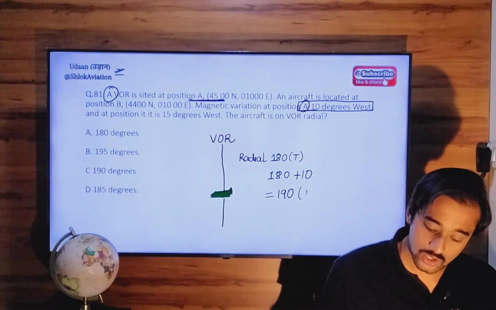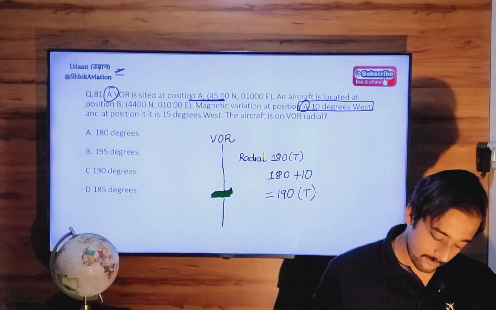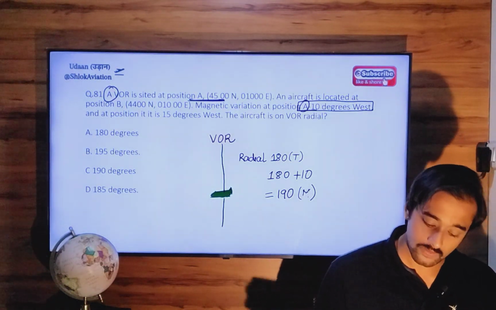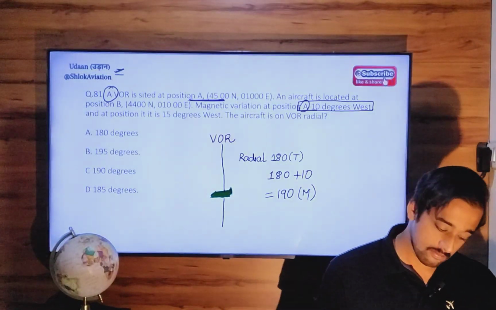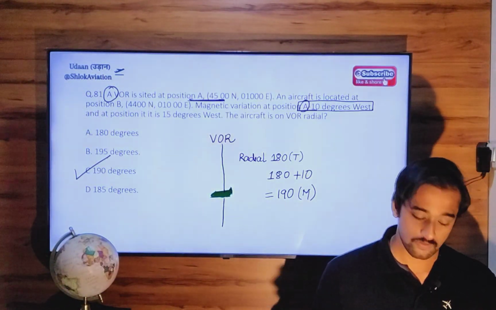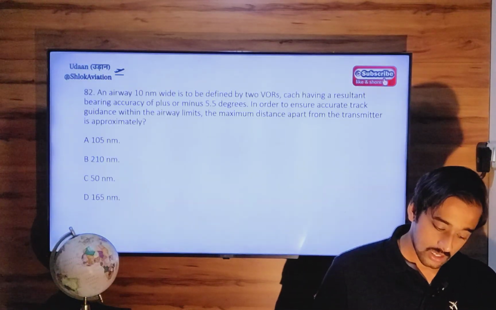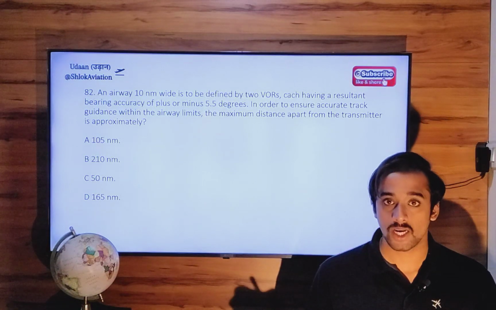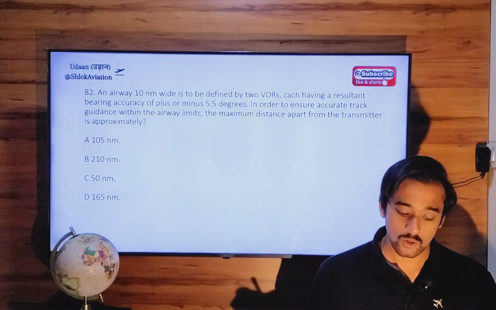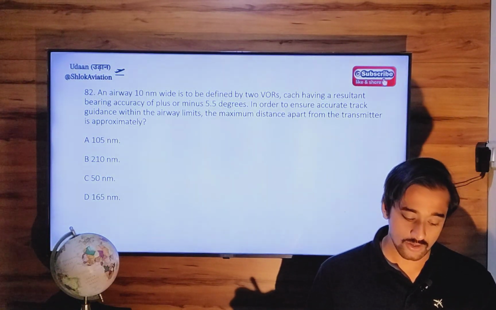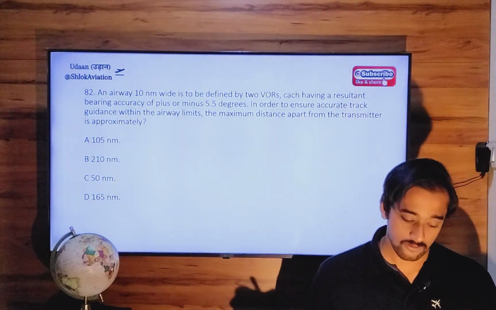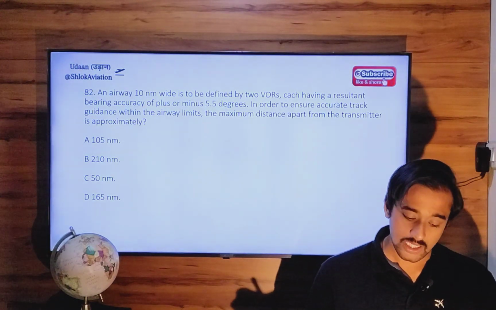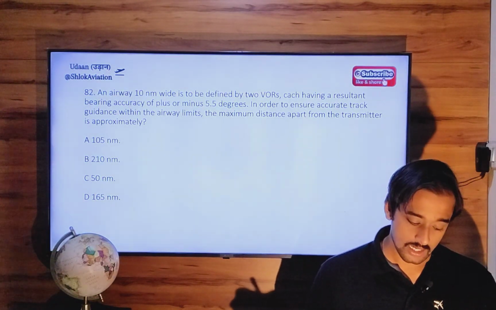So aircraft is situated on radial 190 magnetic from VOR. Variation west, magnetic will be west. So option C is the correct option. Question 82. Airway which is 10 nautical mile wide, 5 nautical miles either side of the center line of the radial is to be defined by two VORs, each having a bearing accuracy of plus and minus 5.5. In order to ensure accurate track guidance within the airway, the maximum distance apart from the transmitter is approximately what?